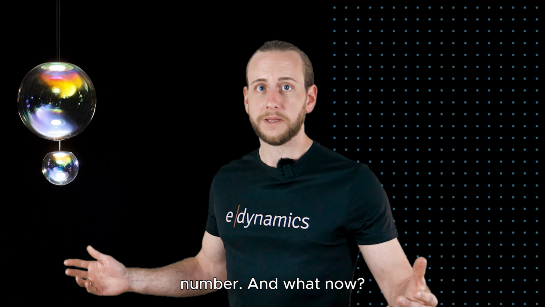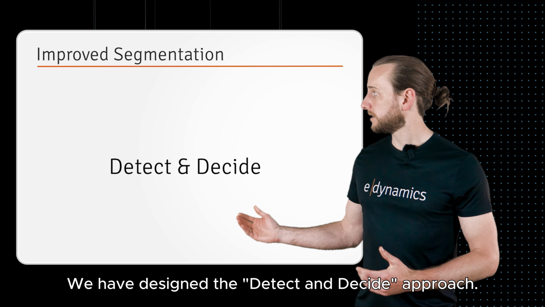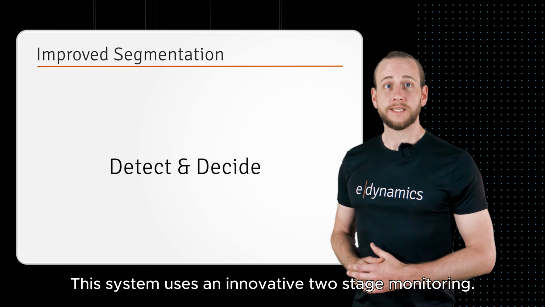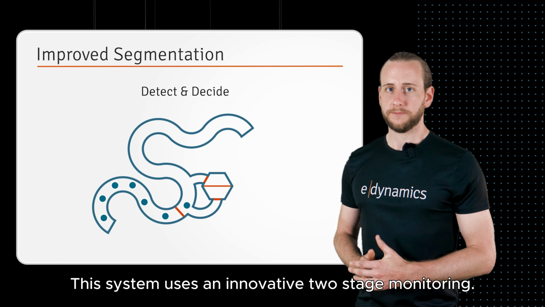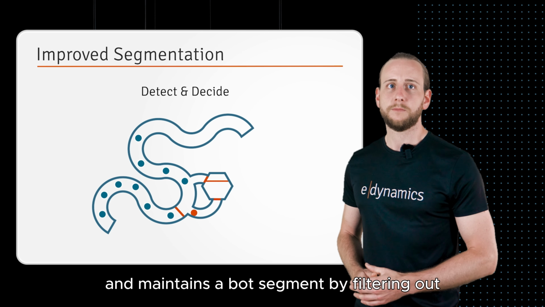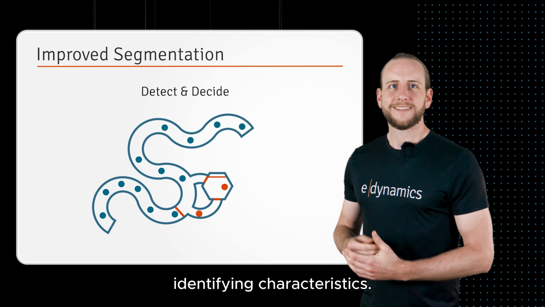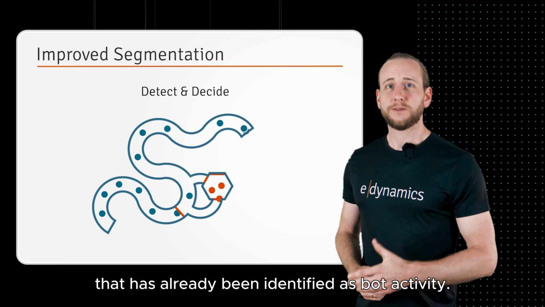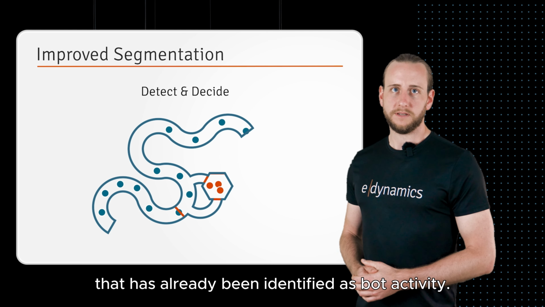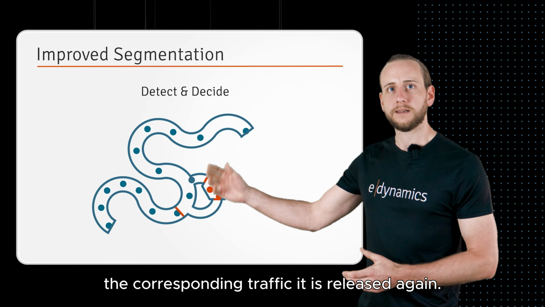And what now? How can we make your life easier? We have designed the Detect and Decide approach. This system uses an innovative two-stage monitoring. Firstly, it checks all traffic for non-human influences and maintains a bot segment by filtering out identifying characteristics. Secondly, it checks all traffic that has already been identified as bot activity. If it's found that a bot has stopped, the corresponding traffic is released again.